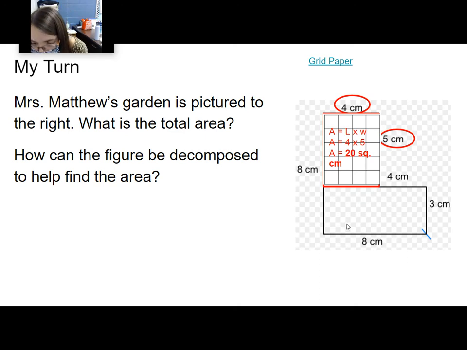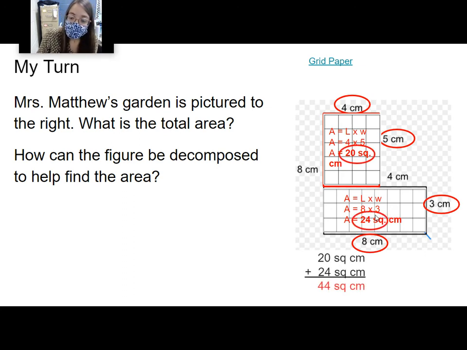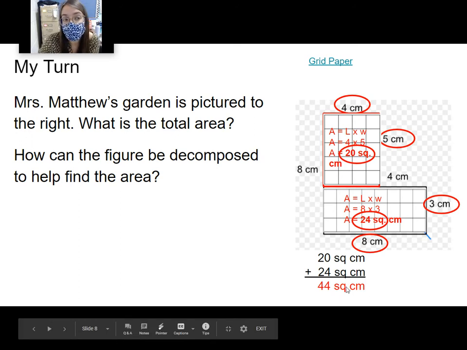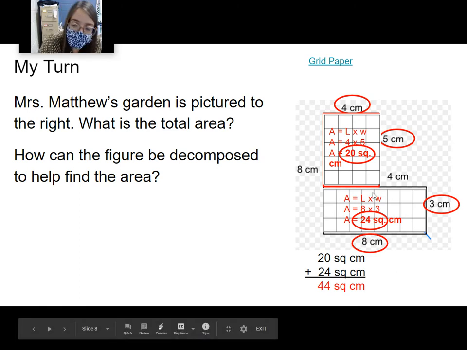Right here, I'm now going to do this rectangle. So I'm not going to use this 4 because this isn't the whole length. The whole length is 8 and the width is 3. So 8 times 3 creates this array, and 8 times 3 is 24. So if I put 20 and 24 together, that's a total of 44 square centimeters. Same thing I got when I decomposed a different way. So that's 2 ways you can get it by decomposing.